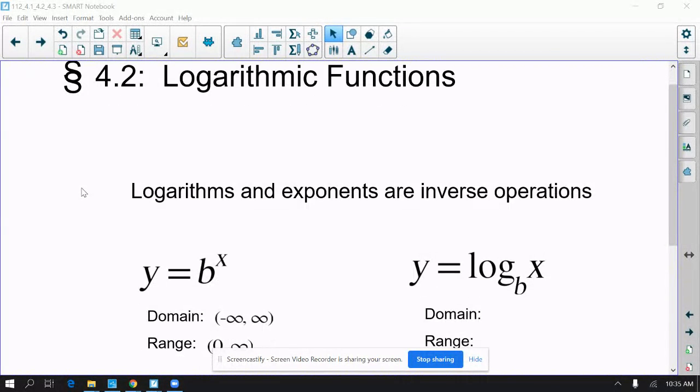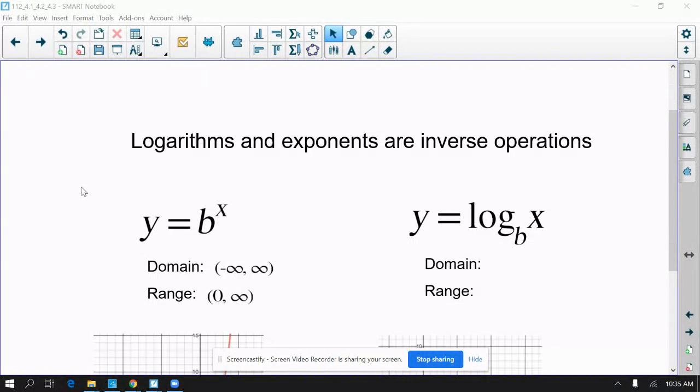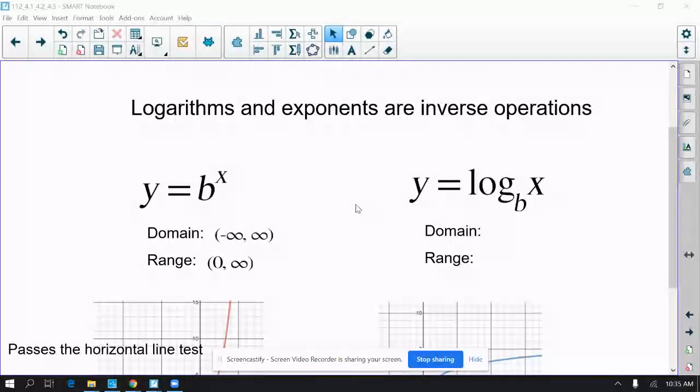And remember properties of inverses. There's several, but the big idea is that inverses undo each other. So addition will undo subtraction, etc. So you have exponential functions. Well, what will undo this operation? A logarithm will. And one of the consequences is that the domain and the range switch.